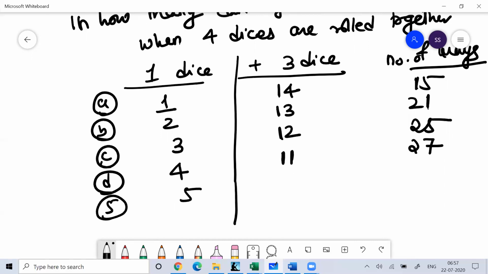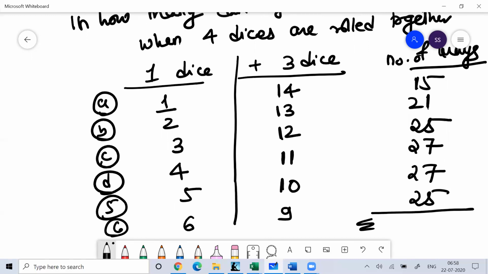Then for 5, you get almost 10. Number of ways for that is 27. And then for 6, if you get 6, then this should be 9. For 9, this should be 25. Number of ways, so that would be 25. For the 9, that would be 25. Now you do the sum.